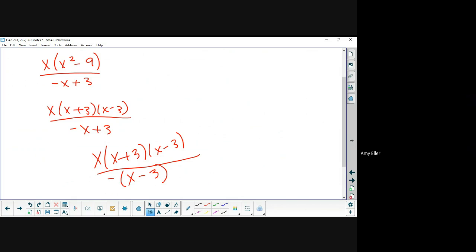Just like this. If I were to write 5x plus 10, these are the same thing. I didn't make it 5 bigger, 5 smaller. I just wrote it differently. Now, x minus 3 and x minus 3 cancel.